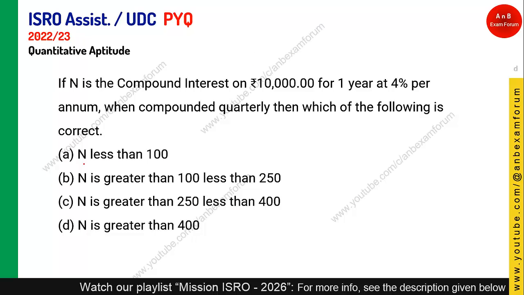Okay, the next question, it is the last question, I hope, for today's session. It is from compound interest. So if n is the compound interest on this, this is your principal, and this is your time, this is your rate, when compounded quarterly, then which of the following is correct? Let's calculate the compound interest, because he is saying in terms of n. N is what? Compound interest.